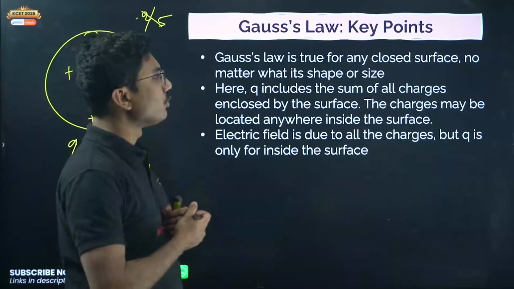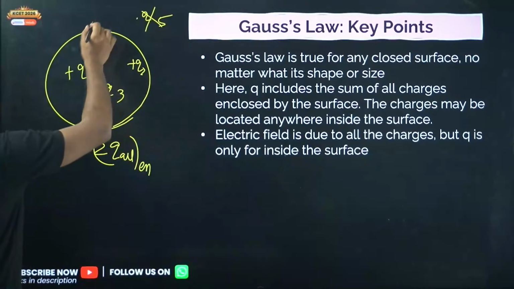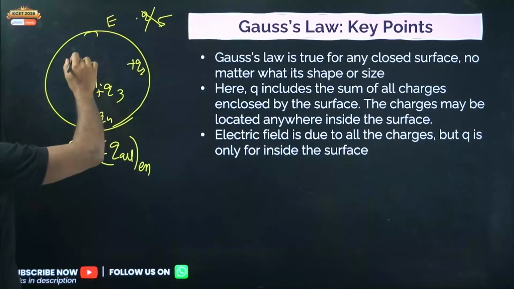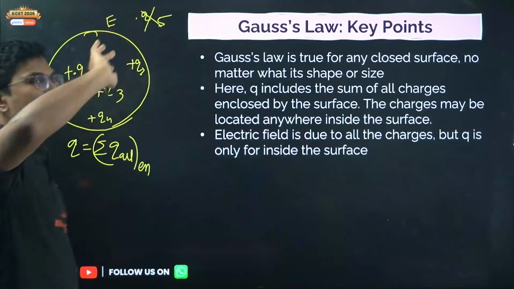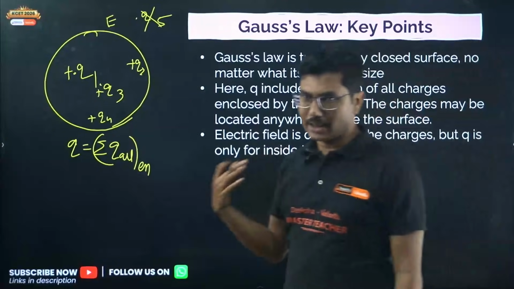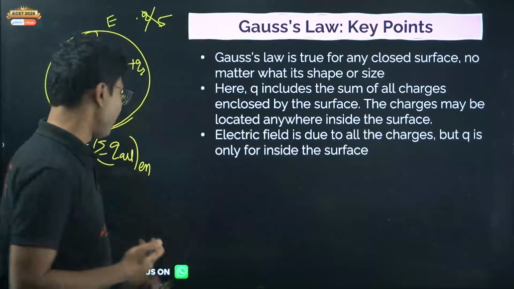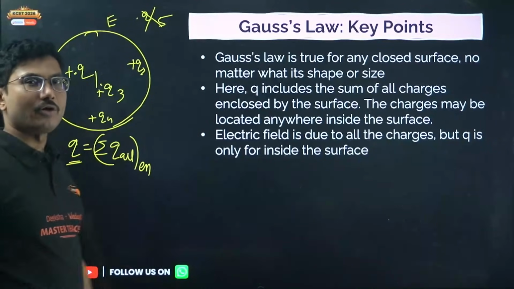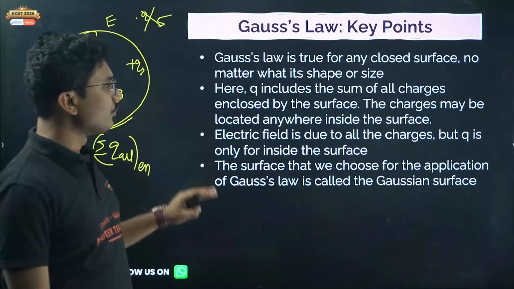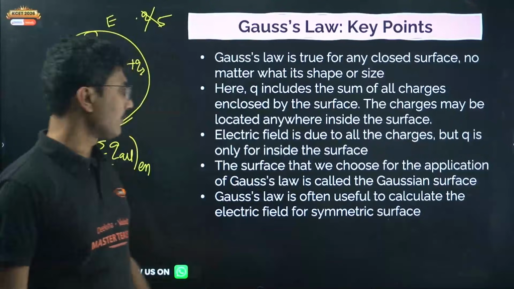Electric field is due to all the charges, inside or outside. So if you are considering flux, the electric field on this surface will be due to the charges inside as well as outside. But in the formula, this Q is only the charge which is inside. The surface that we choose for application of Gauss's law is called the Gaussian surface.